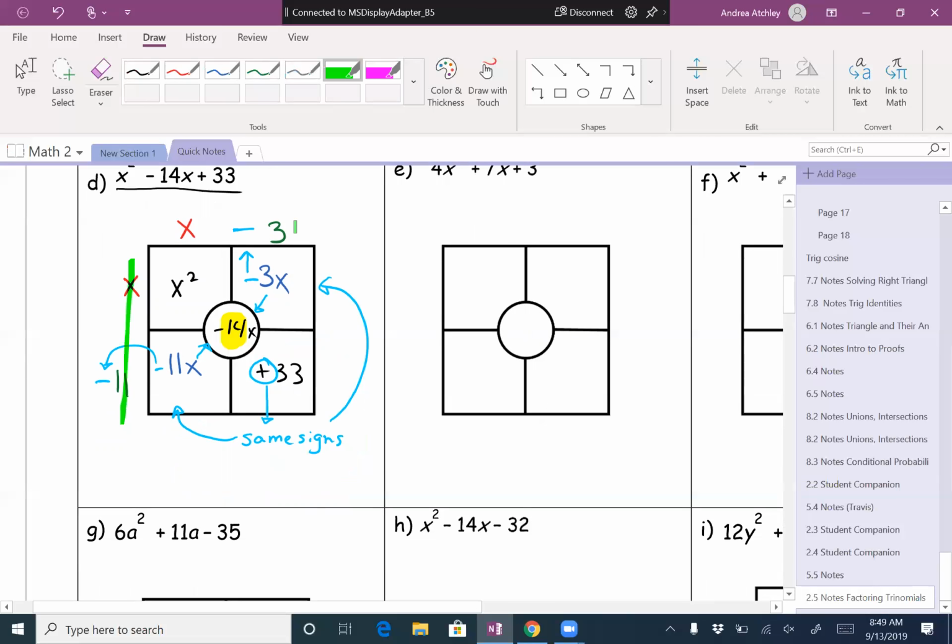This and this. So one of my factors is the length of x minus 3. My other factor is the width of x minus 11. Those are the factors of x squared minus 14x plus 33.